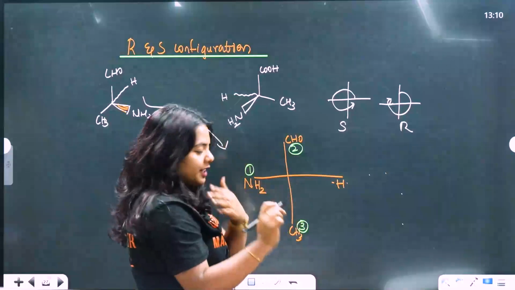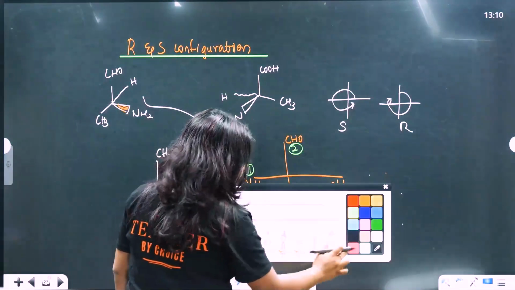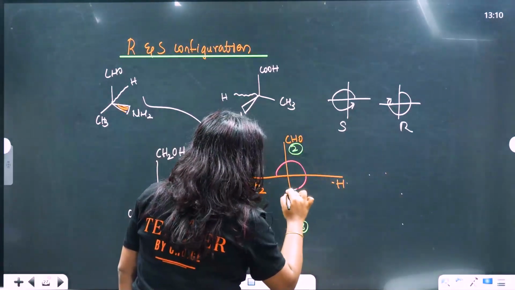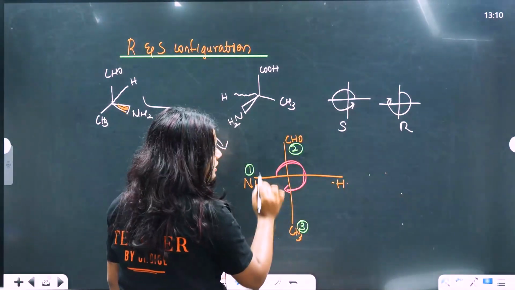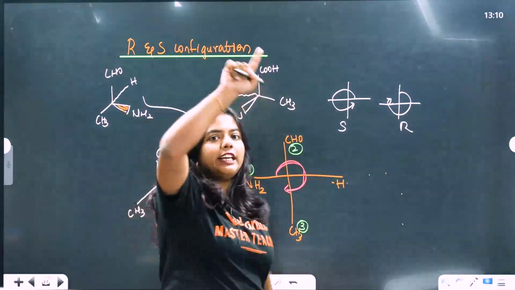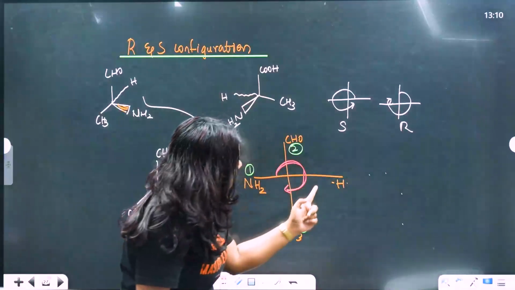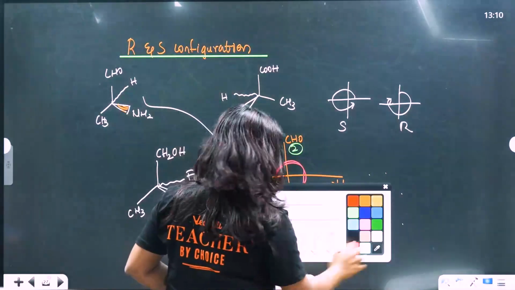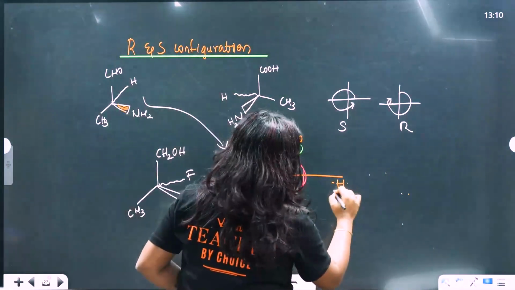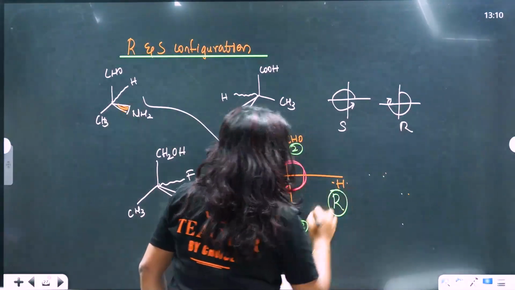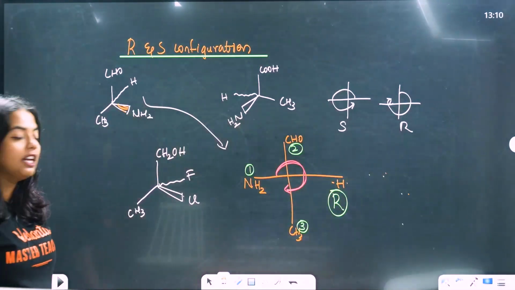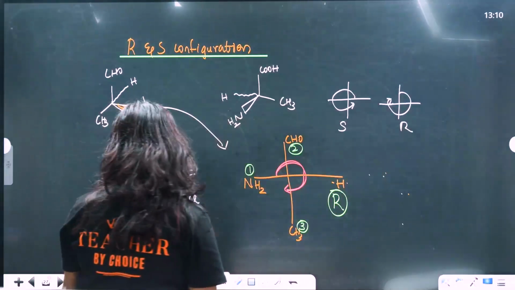Don't consider the hydrogen. So it is coming 1, 2, 3, which means it is clockwise. So that will be showing which configuration? This will be showing R configuration. R configuration. This is how you find out. Next question.